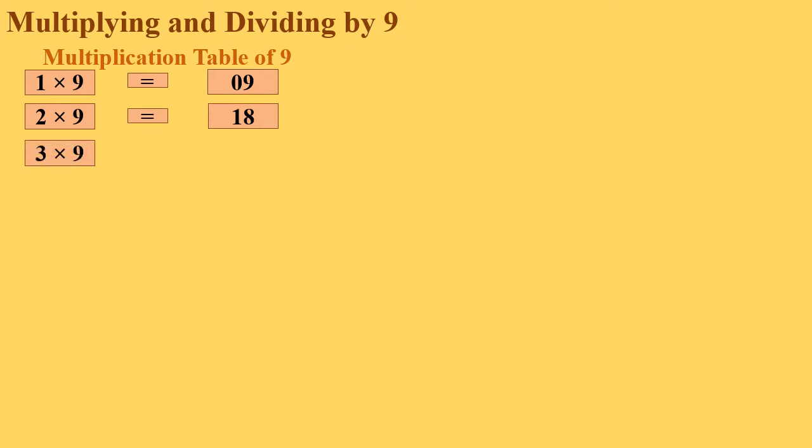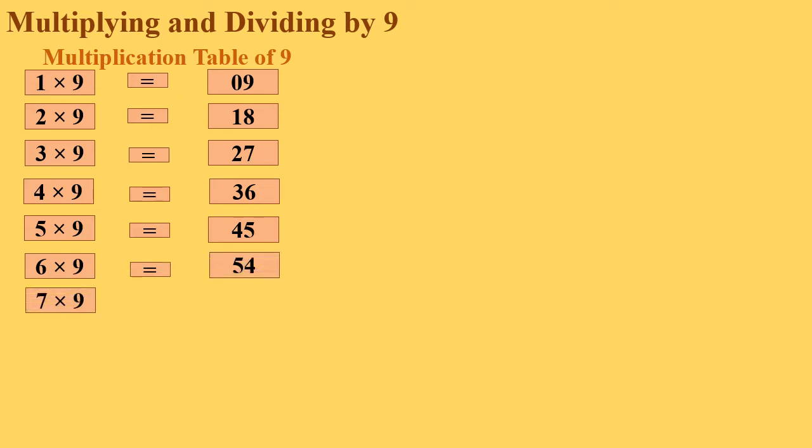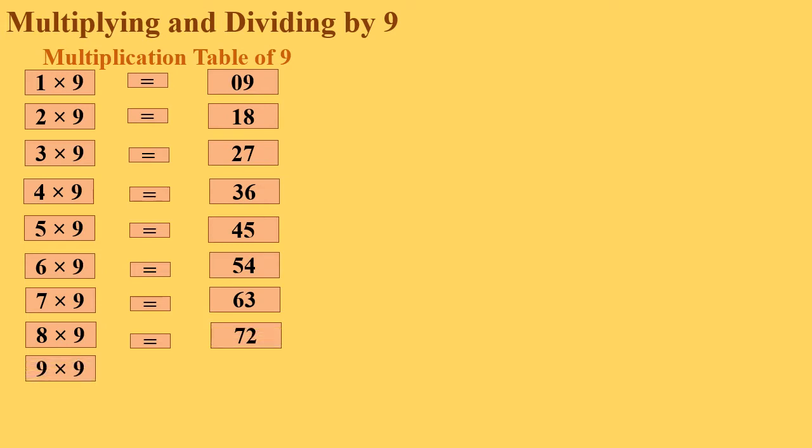So next one also same, 3 multiplied by 9 equal to 27. 4 multiplied by 9 equal to 36. 5 multiplied by 9 equal to 45. 6 multiplied by 9 equal to 54. 7 multiplied by 9 is 63. 8 multiplied by 9 is 72. 9 multiplied by 9 is 81. 10 multiplied by 9 is 90. Now here, now see these numbers.